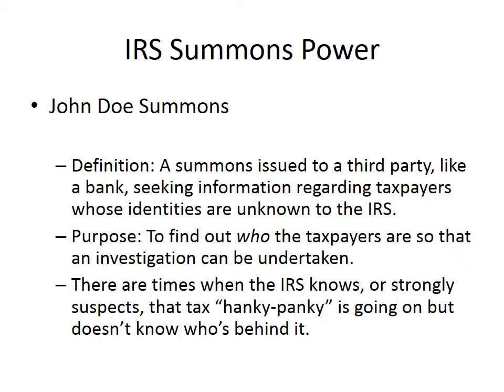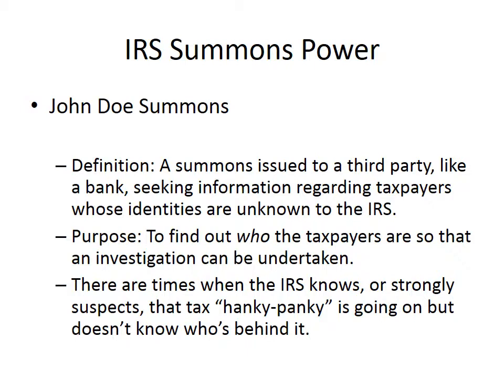Let's start out with a simple definition for the John Doe summons. It is a summons issued to a third party, like a bank, seeking information regarding taxpayers whose identities are unknown to the IRS. Let me go back and emphasize. It seeks information regarding taxpayers whose identities are unknown to the IRS, thus the name John Doe.